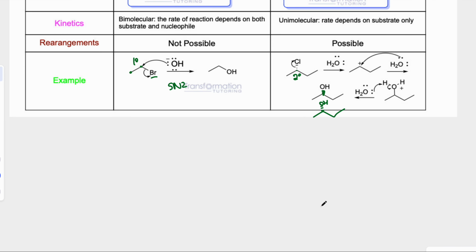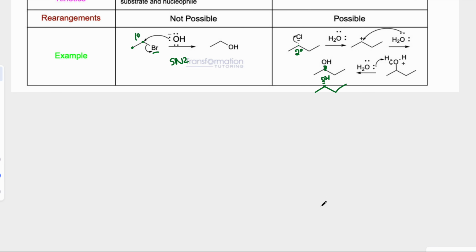Now let's go ahead and we're going to do two reactions. We're going to identify them as either SN1 or SN2. We will do the mechanism and we will predict the products. So let's get started. Let's say that I have this molecule.